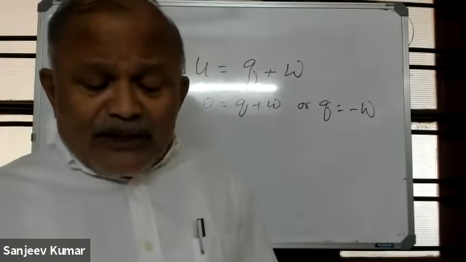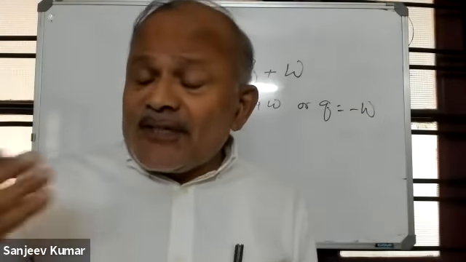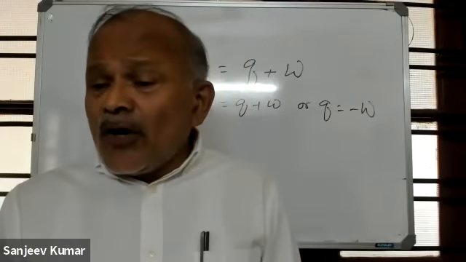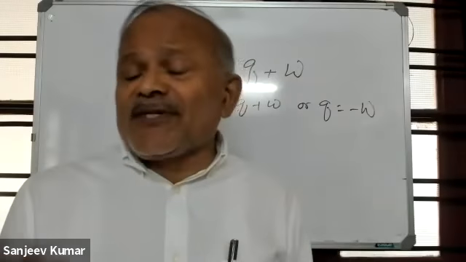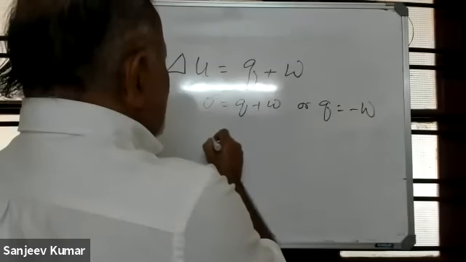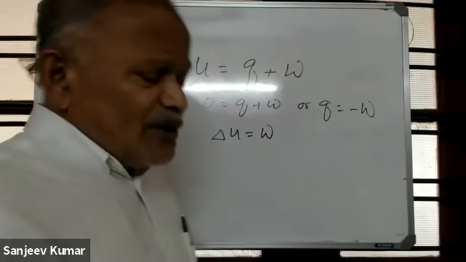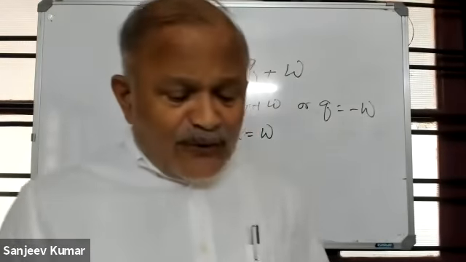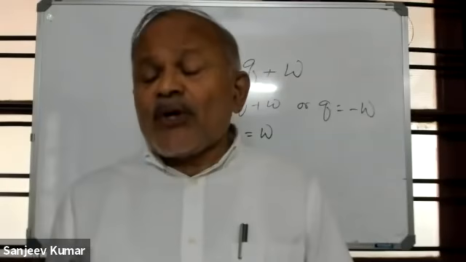B, adiabatic process. What do you mean by adiabatic process? A process in which no heat enters into the system or no heat leaves from the system. It is taking place in an isolated system. And therefore, Q is equal to 0. And therefore, delta U is equal to W. Delta U is equal to W. And therefore, for the adiabatic process, delta U is equal to W, it is correct.